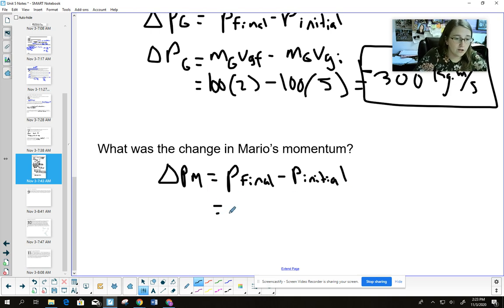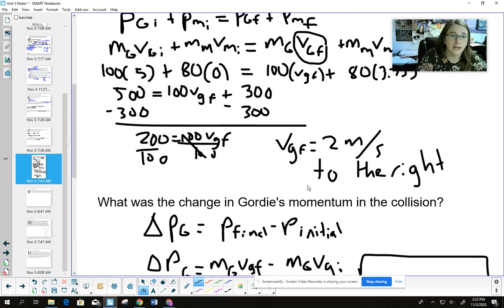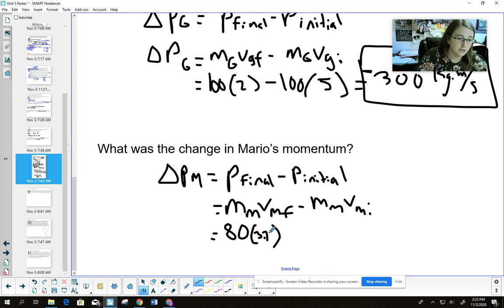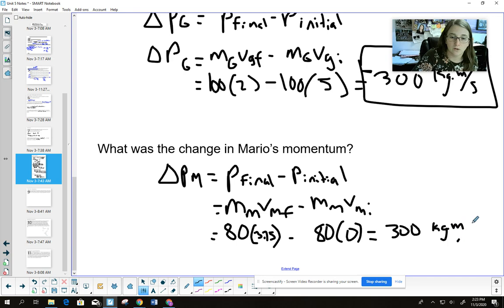Okay, so Mario's is Mario's mass times his final speed minus Mario's mass times his initial speed. So his mass was 80. His final speed, they told us to be what again? 3.75. That was his final speed. Be very careful here. Minus Mario's mass times, hey, his initial speed was again 0. So 80 times 3.75 is a positive 300 kilograms times meters per second.